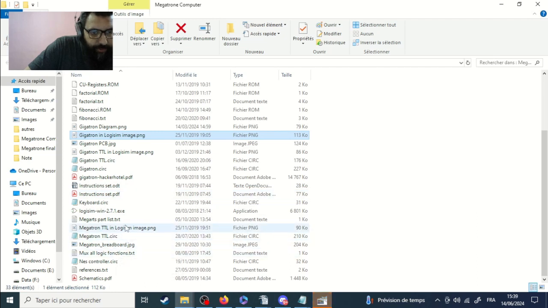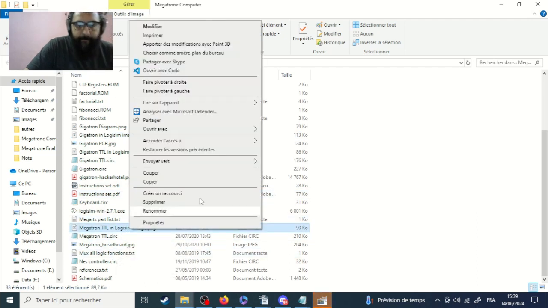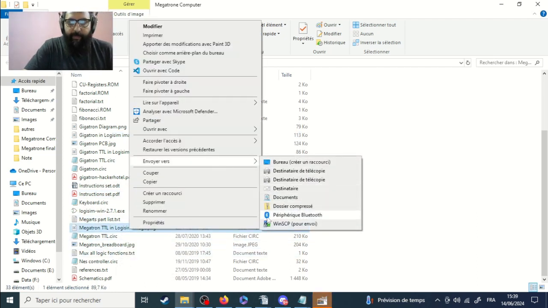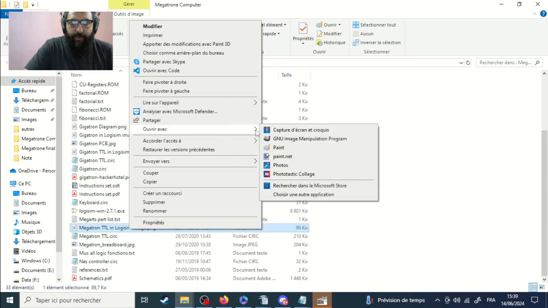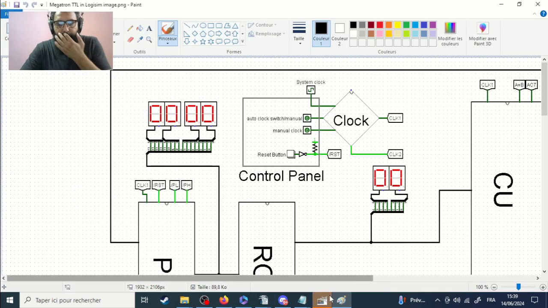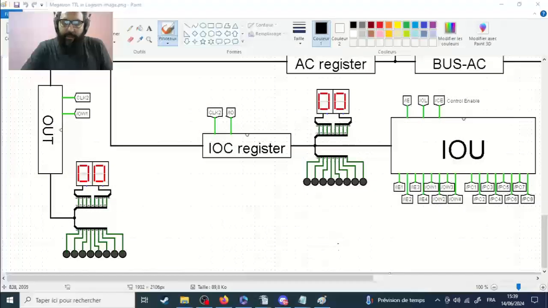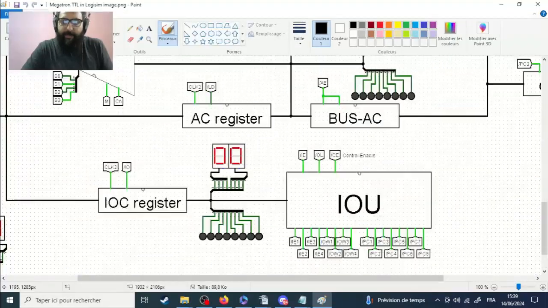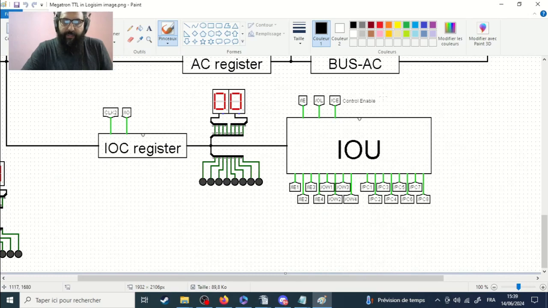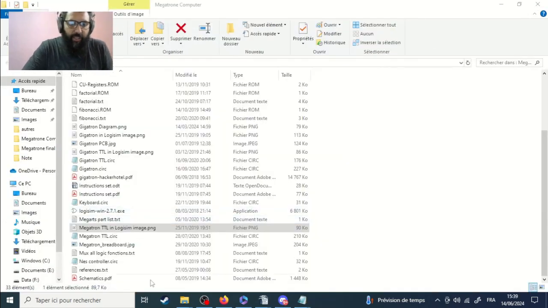to explain Megatron. This one to explain Megatron. You have to take the two. You have to take this one, to explain Megatron and the differences between Megatron and Gigatron.